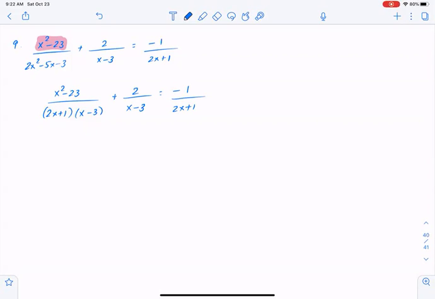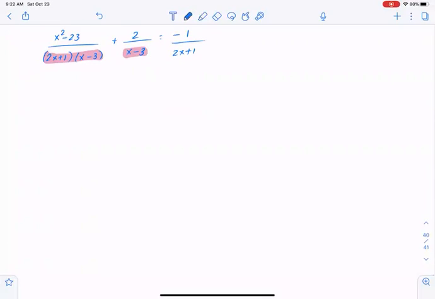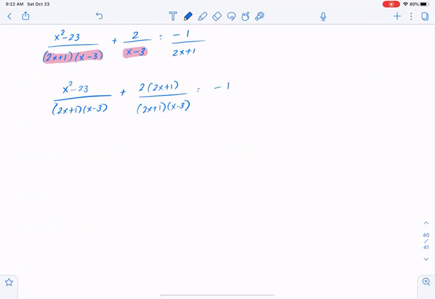The second rational expression on the left-hand side is missing 2x plus 1. So if we multiply and divide the second rational expression by 2x plus 1, we would get a common denominator. So x squared minus 23 divided by 2x plus 1 times x minus 3, plus 2 times 2x plus 1 divided by 2x plus 1 times x minus 3, plus minus 1 divided by 2x plus 1.